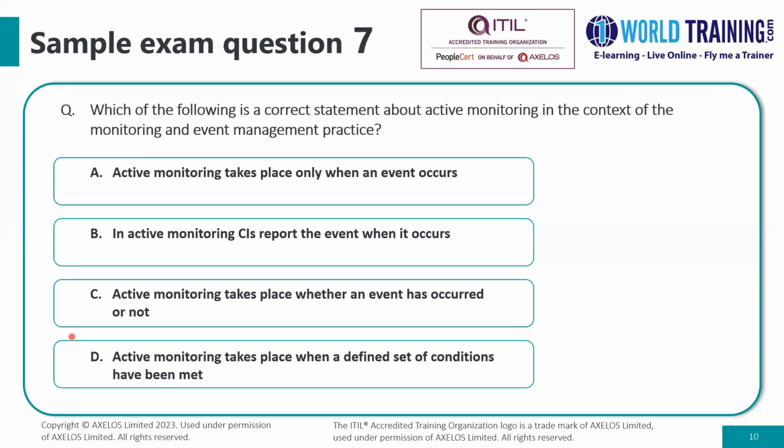You need to recollect or differentiate between passive and active monitoring, because some of the entries here are about passive monitoring. So option A would be incorrect, because option A is about passive monitoring. Passive monitoring is in real time or close to real time, but it is done only when an event occurs or a defined set of conditions have been met. Option B, active monitoring, CIs report the event when it occurs. This is also incorrect. This is also defining passive monitoring, because in passive monitoring, the CIs, configuration items, will report the event when it occurs.